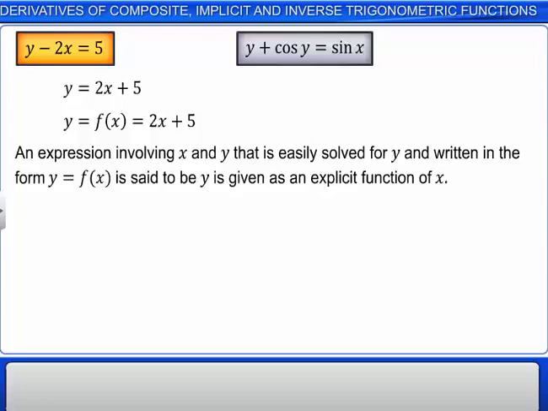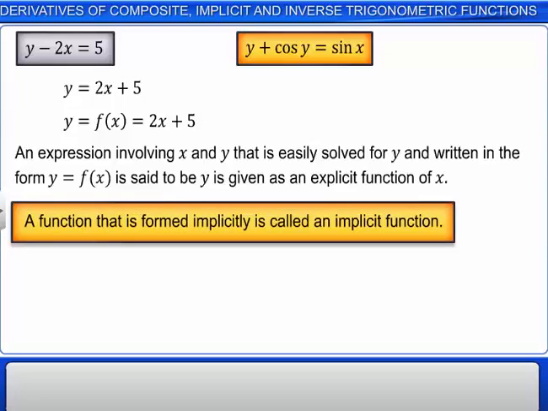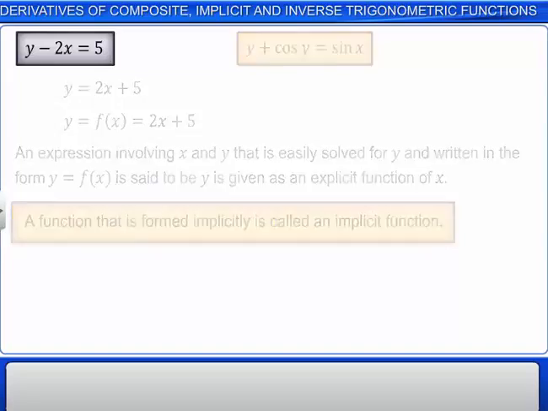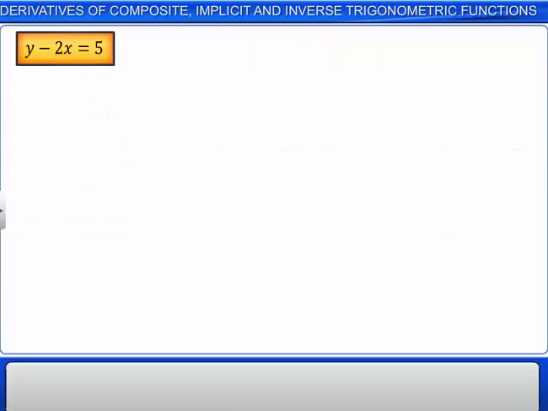However, for the second equation, we do not see any easy way to solve it. Clearly, it is inherent that y is a function of x. Mathematically, a function that is formed implicitly is called an implicit function. Let's first find the derivative of y minus 2x is equal to 5.